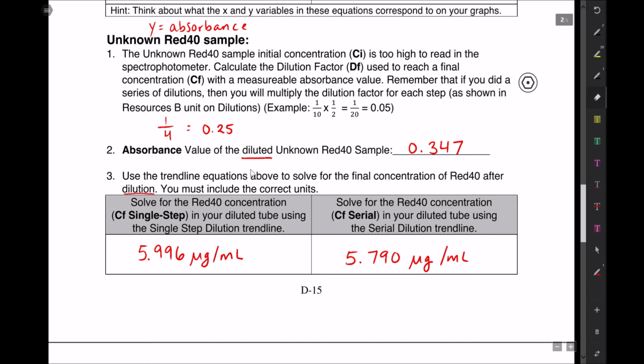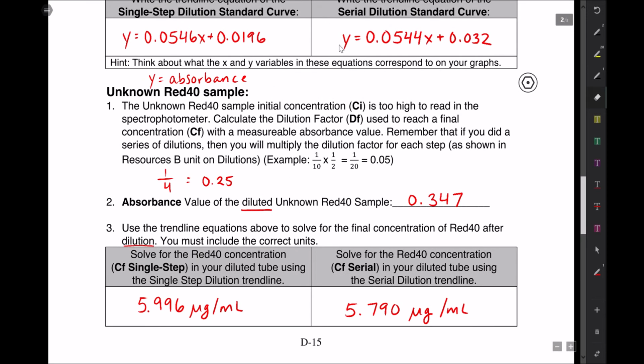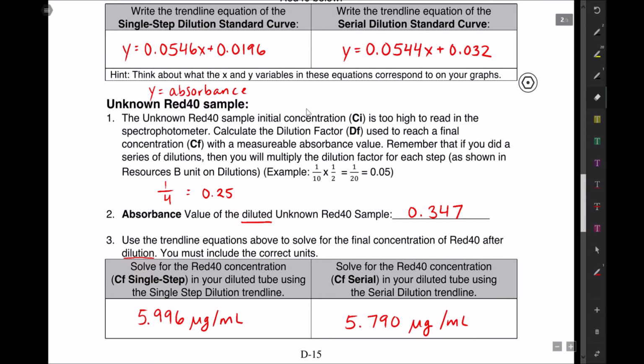So for number 3, we have to use the trendline equations above, these ones, to solve for the final concentration of Red40 after dilution. So this is after dilution, right? So we're going to be using the diluted unknown Red40 sample. So this is an absorbance value. Y is equal to absorbance. So you plug 0.347, but using your value, into this equation. So 0.347 will be equal to y, and then you solve for x. Now make sure to use your own values here, okay guys?